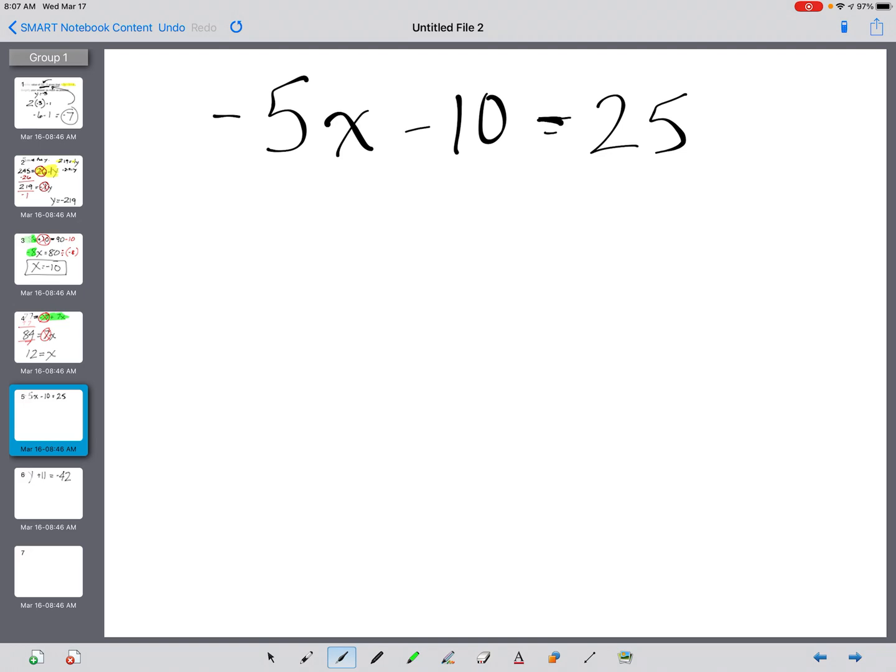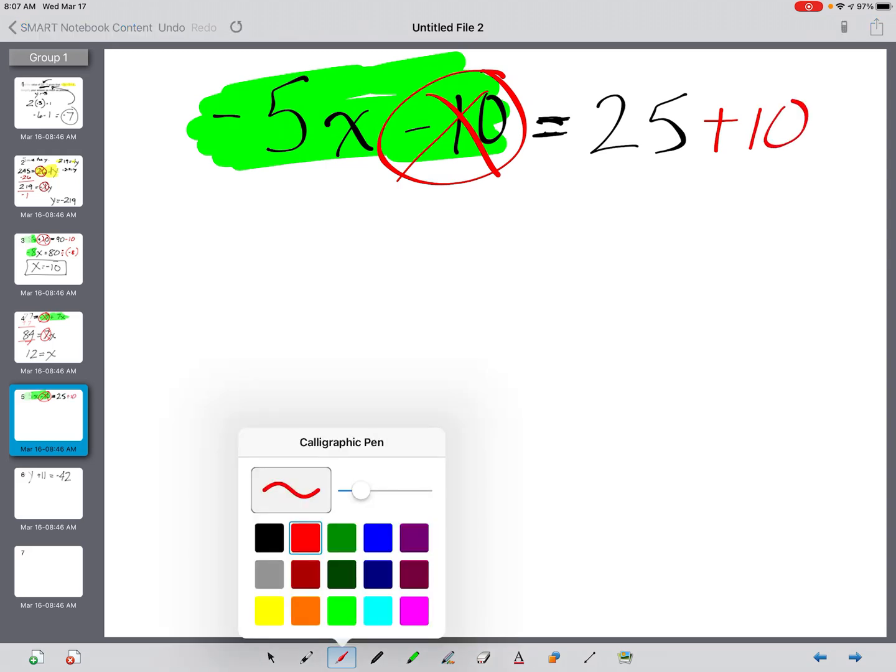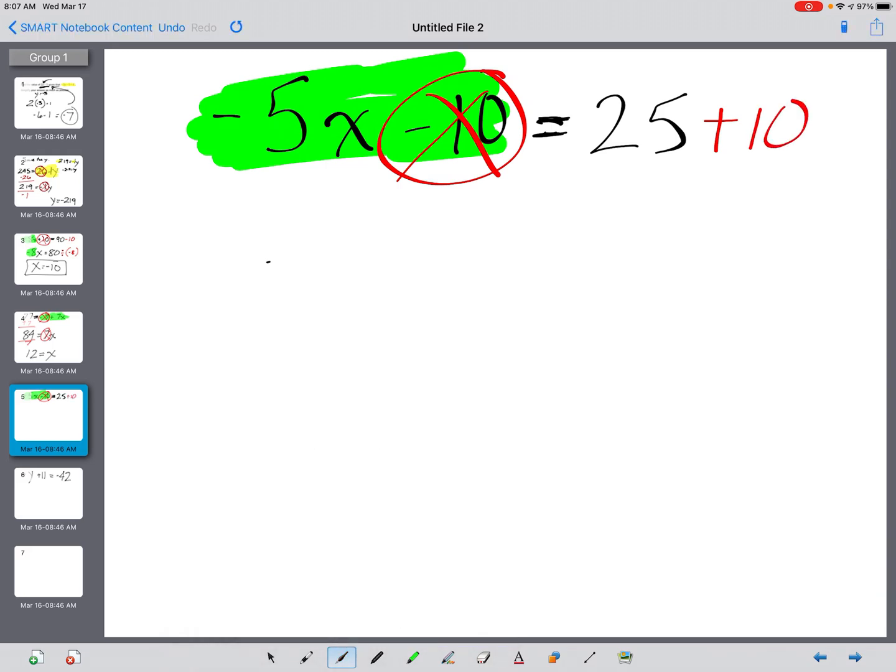Okay, let's take a look at a third equation. Here we'll look on the side of the equation that has the variable, and that's the left side. So you have this expression, negative 5x minus 10. We will begin by reversing out this constant of negative 10. We'll add it to 25. And so we're now left with negative 5x equals 25 plus 10, of course, is 35.